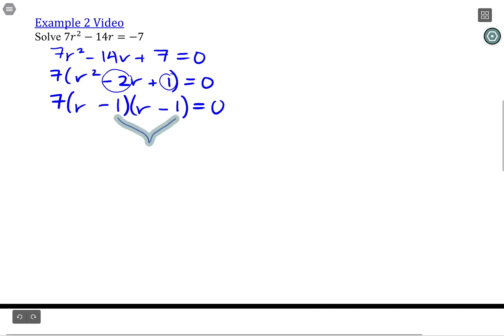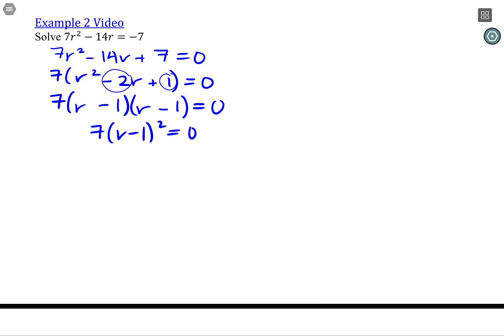You can always check this in particular. So we got our r squared and we got our 1 fairly well checked, but the inside outside is what gives you that -2r. So inside is -1r, outside is -1r. If I add that up, I get -2r. That's kind of the important check that we're looking for there. So this one is actually a perfect square trinomial. So we end up right here.